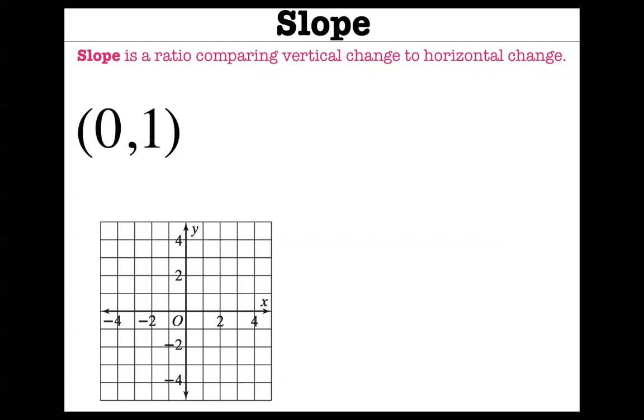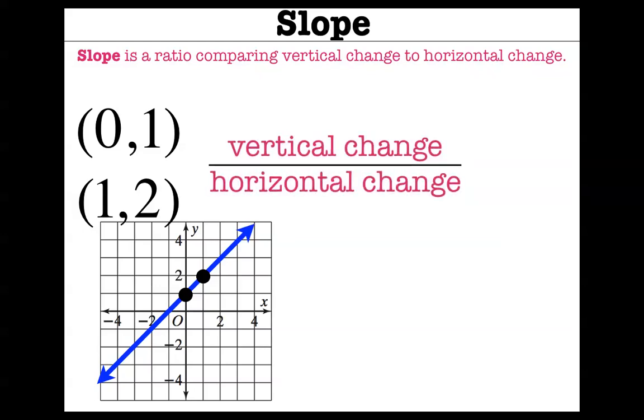So let's take a look at the slope between the points 0, 1 and 1, 2. Hopefully you see why those coordinates give you those 2 dots. And let's see if we can find the slope of the line that goes through those 2 dots by finding the vertical change and then the horizontal change. Remember, the vertical change is the up-down number. So, do we go up? Yeah, we go up 1.